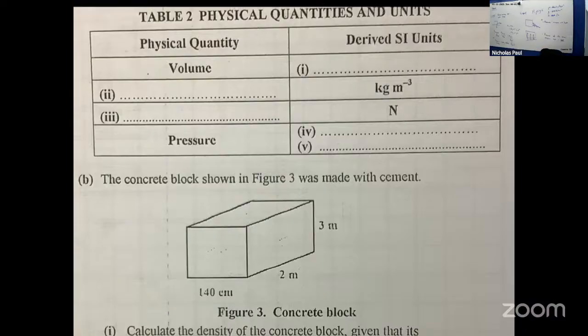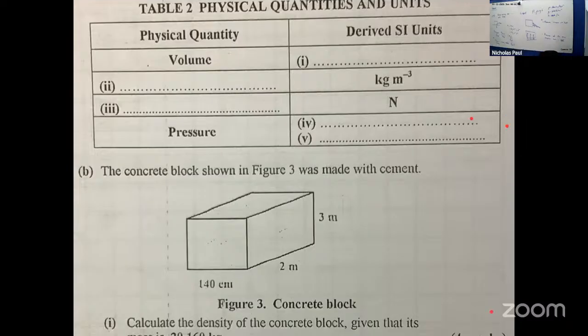So volume is what? What's the SI unit for volume? Meter cube, nice. What's the SI unit that is kg m to the minus 3? Density, very good. The third one is pressure, and newtons is what? Force. Pressure is what? You have two options, pascals. They said derived units, so it could be pascals, it could be newton per meter square, or kilograms per meter per second squared. That's okay? So you have all the options there that you could write.